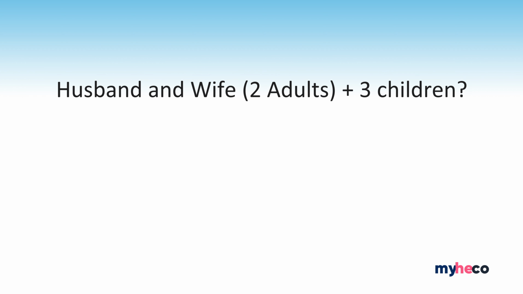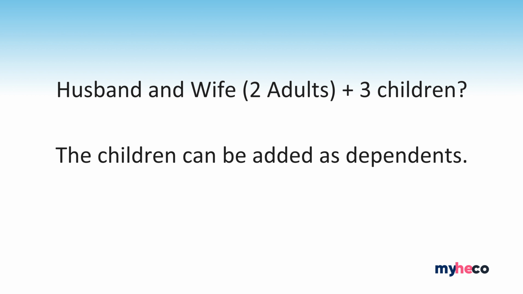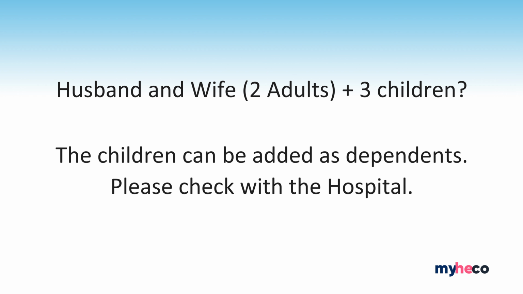I'm going to give you an example of a husband and wife. So there are two adults and three children in the family. Can they apply? How do we handle this? What happens is the children can be added as dependents. This is in addition to attendants. So dependents are in addition to attendants. Again, please check with the hospital which works and which doesn't work, and the hospital should be able to guide you.